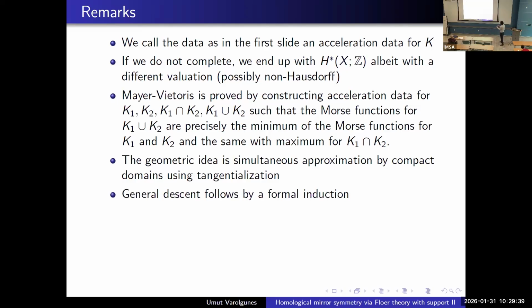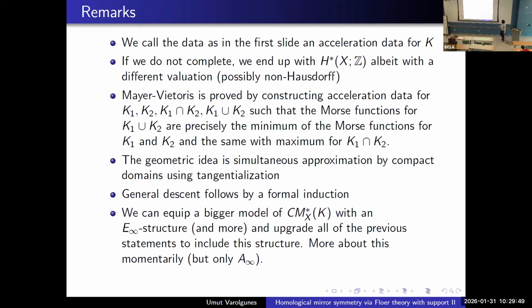So then, if you want to prove this general Mayer-Vietoris for K, like more than two subsets, you just do some formal induction because everything is well defined at the chain level. Okay, and just algebraic structures. So you can also equip a bigger model, something that's quasi-isomorphic to it, with an E-infinity structure.